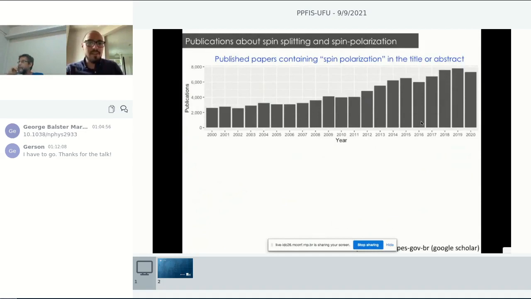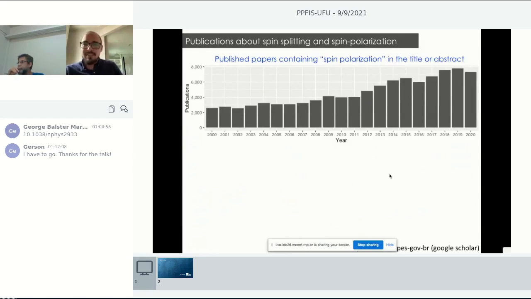For instance, we have here Edson, who is an expert. We also have Hiroki Tomei, who has worked on that. Also, of course, Gerson has very nice works on this. But there are many people working on these kinds of problems.